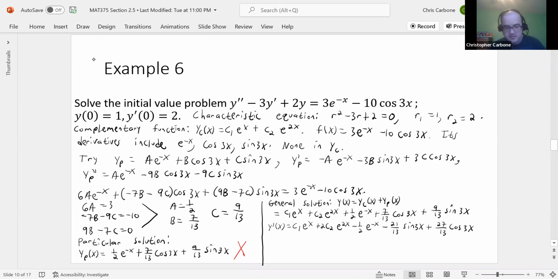So now, because of this, the initial conditions that we have will give us y of 0 is equal to c sub 1 plus c sub 2 plus a half plus 7/13, which is supposed to be 1, and y prime of 0 is c sub 1 plus 2 times c sub 2 minus a half plus 27/13, which is supposed to be equal to 2.